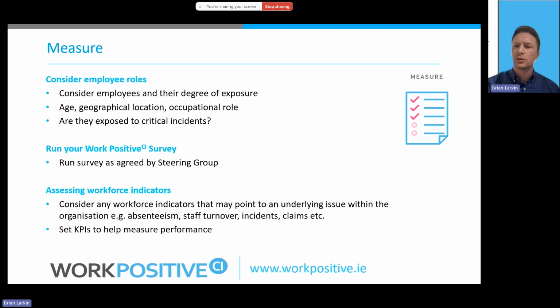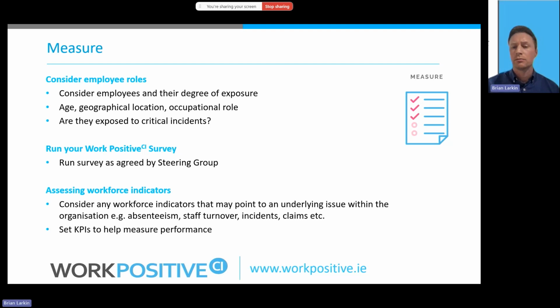There are very useful tools and resources on the measure stage, particularly looking at the area of critical incidents and what you might need to consider there when carrying out that assessment of employee roles. You will then run your Work Positive survey as agreed by the steering group. And again, there's ample guidance materials, including survey guidance in relation to invitations and text to use, and other useful information about running your survey available on the website.